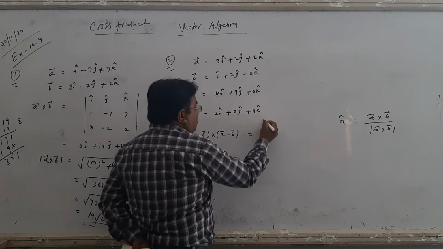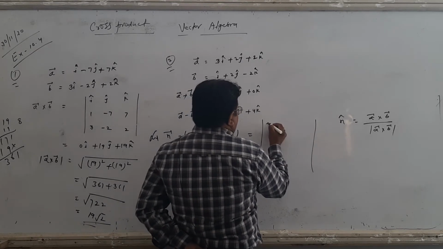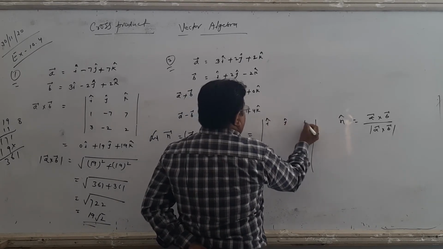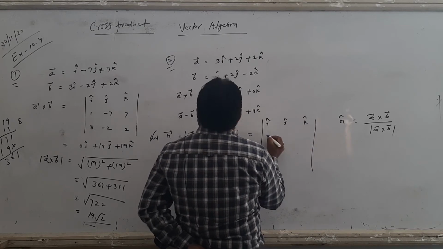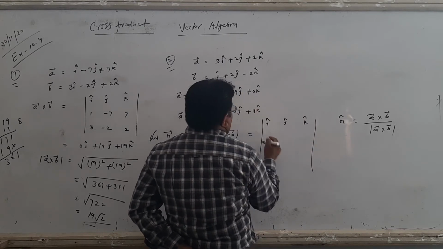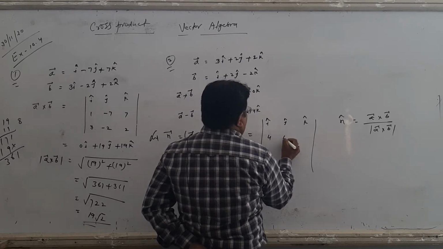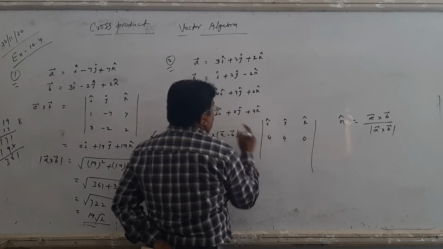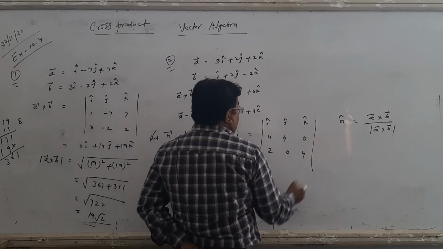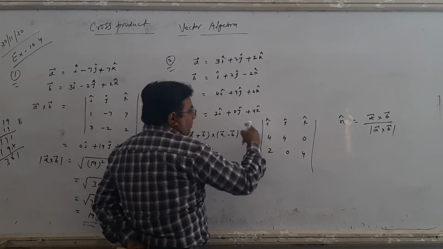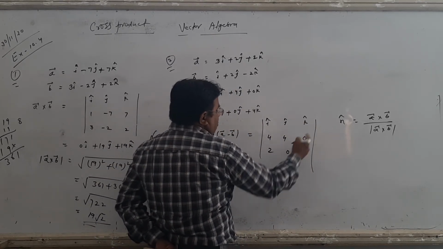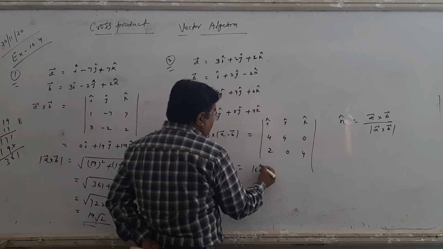Now (A plus B) cross (A minus B) is a determinant. The first row is i cap, j cap and k cap. The second row is the coefficients: 4, 4, 0. And then 2, 0, 4. Now the first row, first column: 16 minus 0, that is 16 i cap.